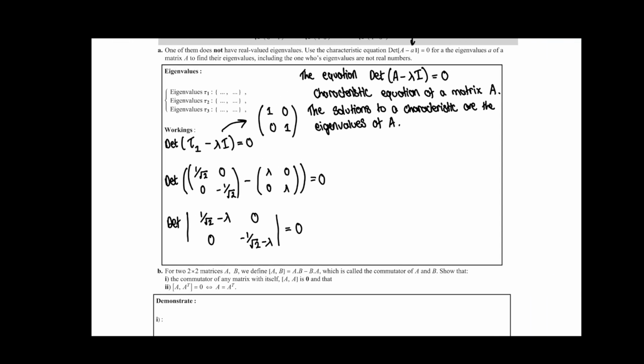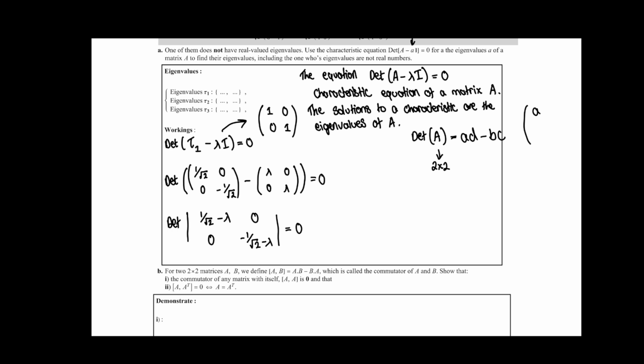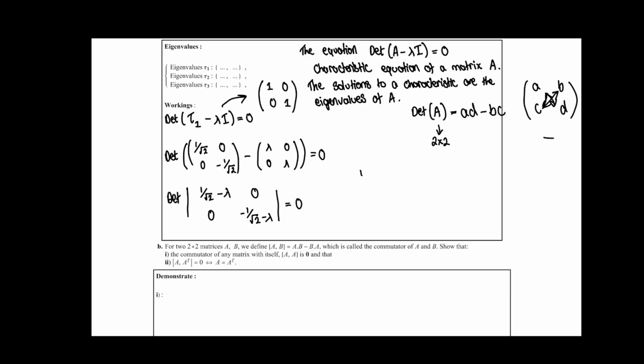To work out the determinant of any 2 by 2 matrix A, we do AD minus BC, where the first term is A, this is B, this is C, and this is D. So this times this minus this times this. If we do that, we get 1 over root 2 minus lambda multiplied by minus 1 over root 2 minus lambda is equal to 0.